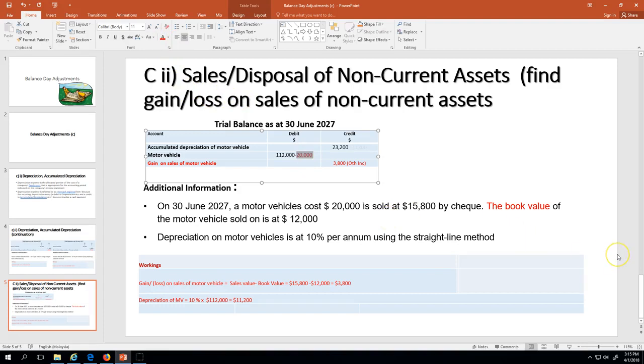Alright, so that's all for Part C, and that's the whole thing for balance day adjustment.